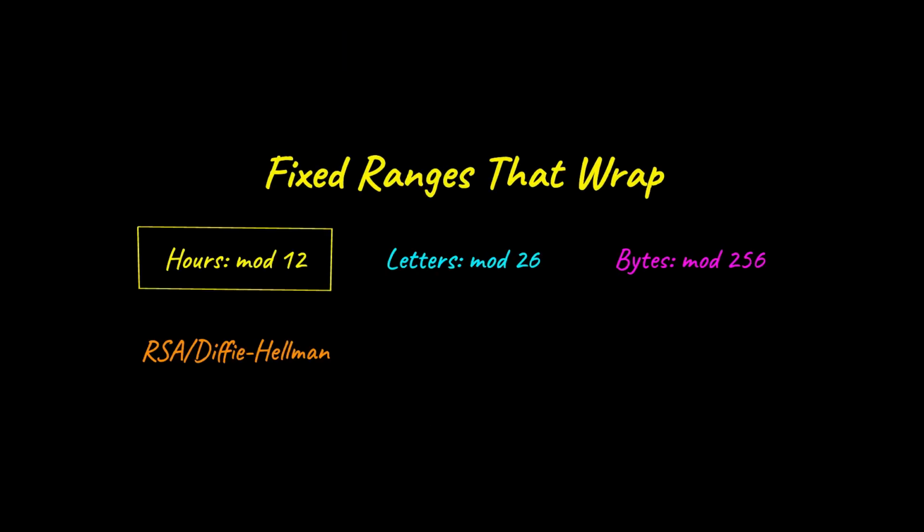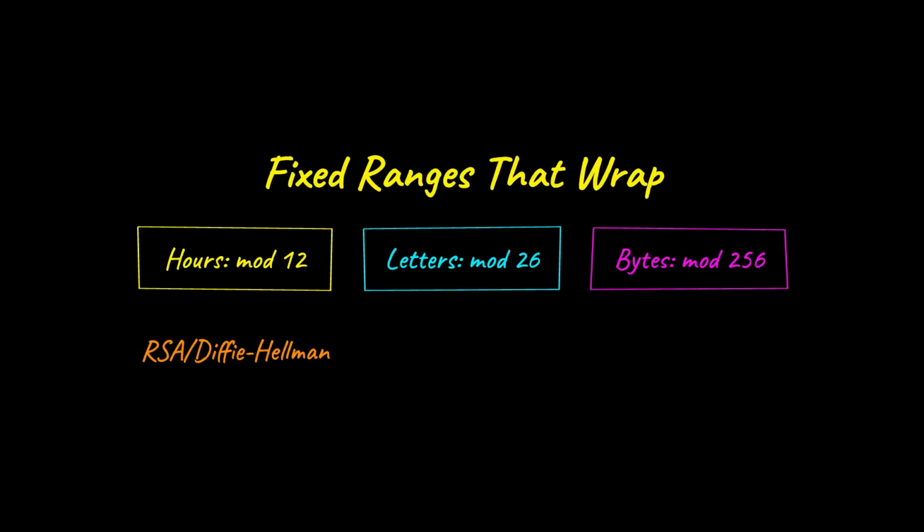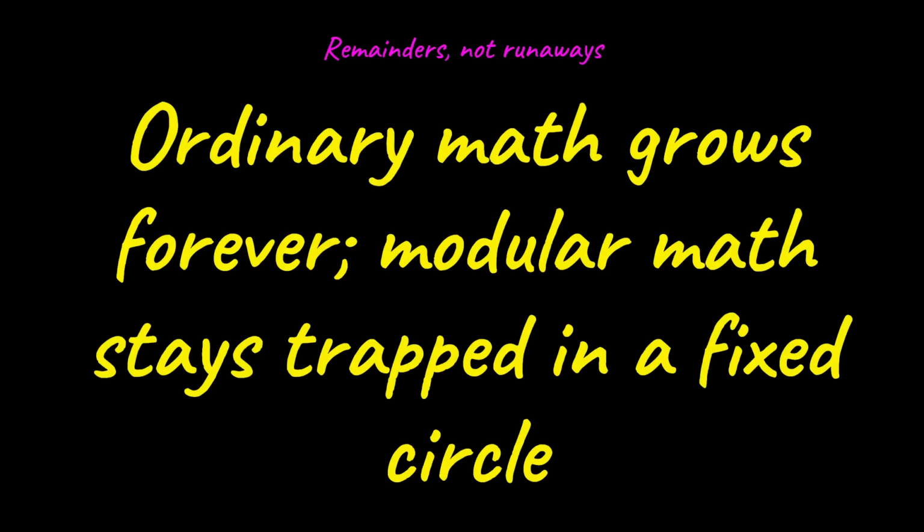A shift cipher wraps letters modulo 26 the same way a clock wraps hours modulo 12, and a byte cycles modulo 256. The same wrapping scales up into the engine of public key systems like RSA and Diffie-Hellman, where the difficulty of reversing modular operations is what keeps them secure. Ordinary addition of 3 to 25 gives 28 and keeps growing, but addition modulo 26 gives 2, trapped inside a fixed circle. That bounded wrapping behavior is the clock trick that powers cryptography everywhere.